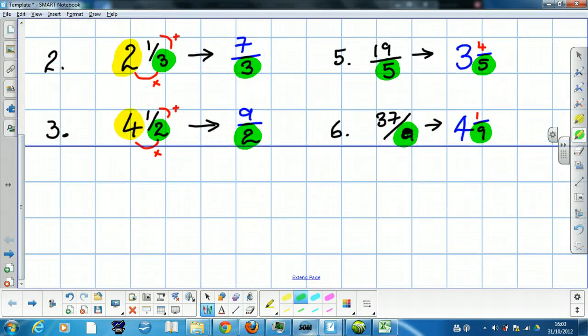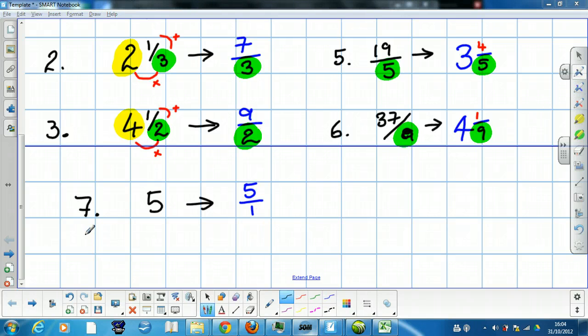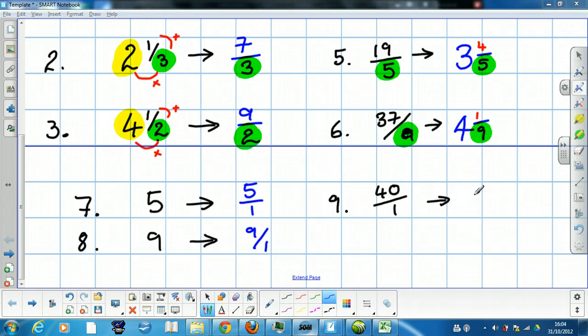Now there's two special cases, and they're nice and straightforward, you'll be relieved to see. How do we change an integer to an improper fraction? Well, we just write it as 5 over 1. We put a 1 underneath. Show you that again. What's 9 as an improper fraction? Well, it's going to be 9 all over 1. So let's have a look what happens when we work the other way, changing these type of improper fractions. 40 over 1 would change to, you've guessed it, 40.